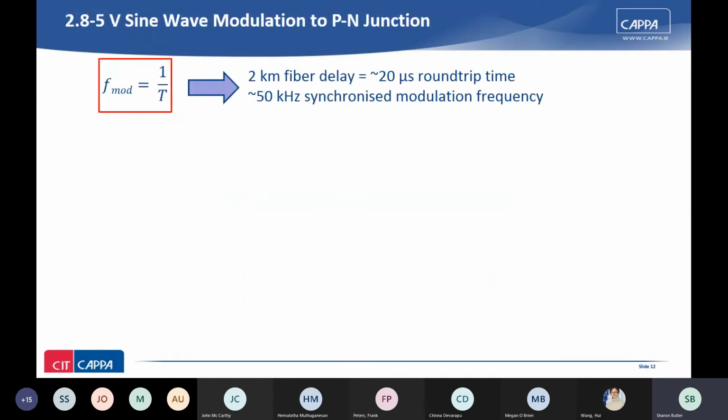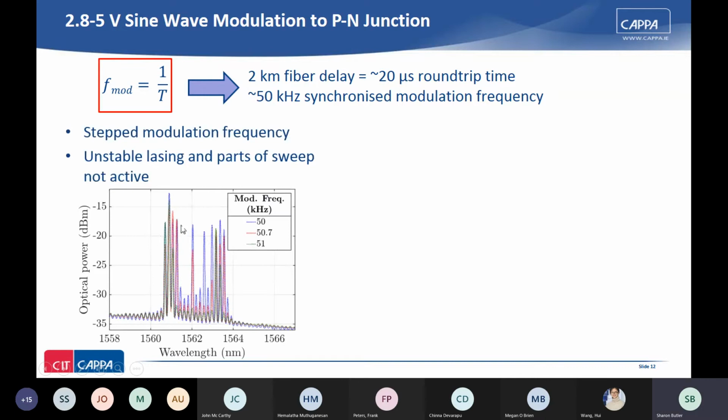So then we can apply the sine wave modulation to the PN junction. For a 2-kilometer fiber delay, there would be about 20 microseconds round trip time, and that gives us 50 kilohertz for the synchronized modulation frequency. At that frequency, we see that the sweep is starting to form. Parts of the sweep are still not active and unstable.